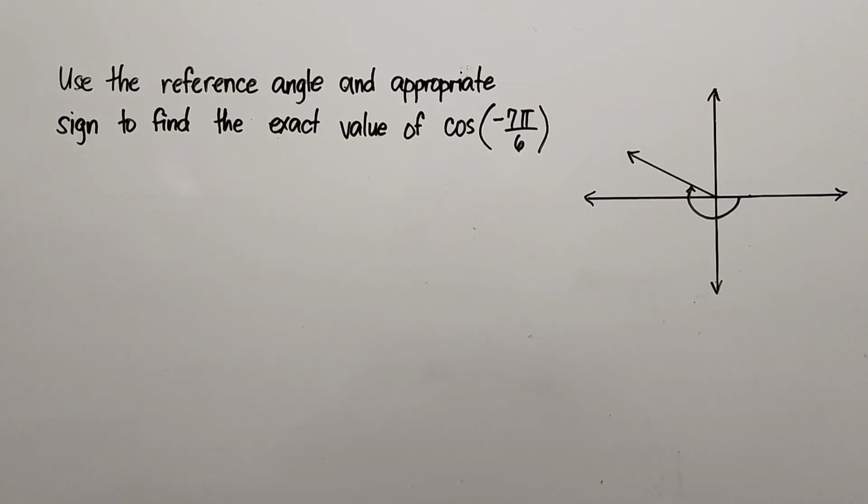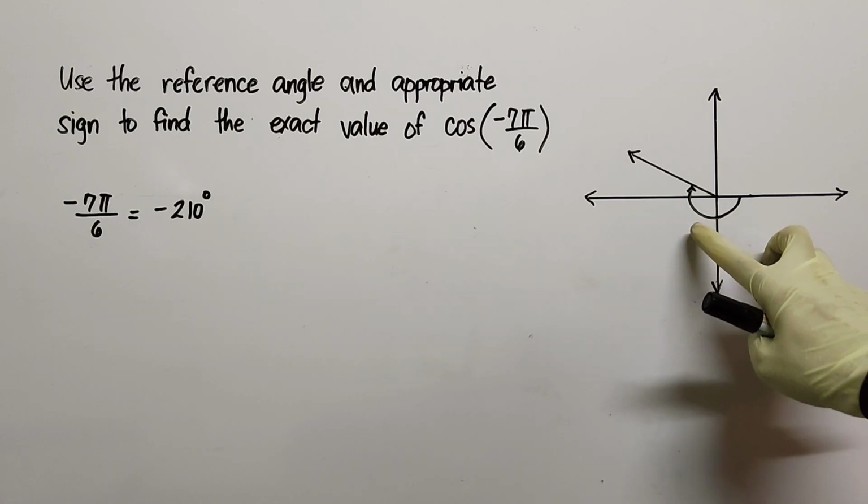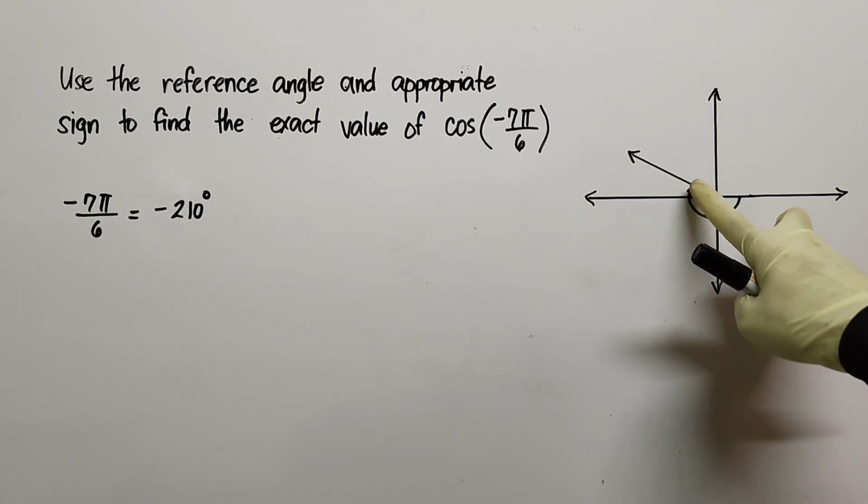For this problem, use the reference angle and appropriate sign to find the exact value of cos negative 7 pi over 6. So how to get the exact value of cos negative 7 pi over 6? We need to convert this radian measure to degree. So what is negative 7 pi over 6? Since the degree is negative, the rotation is clockwise. So get the negative 210 degrees.